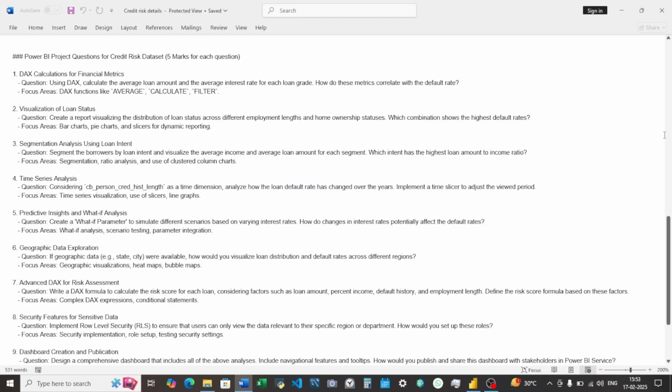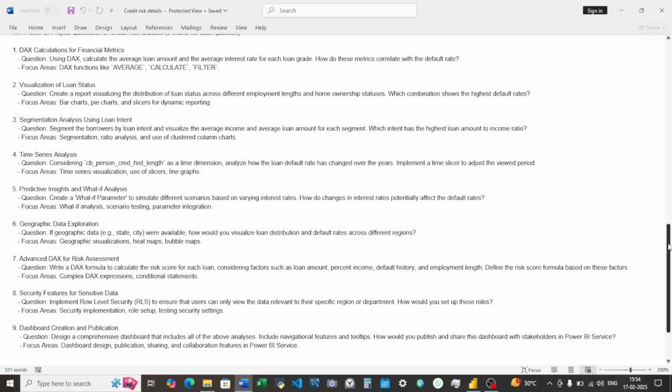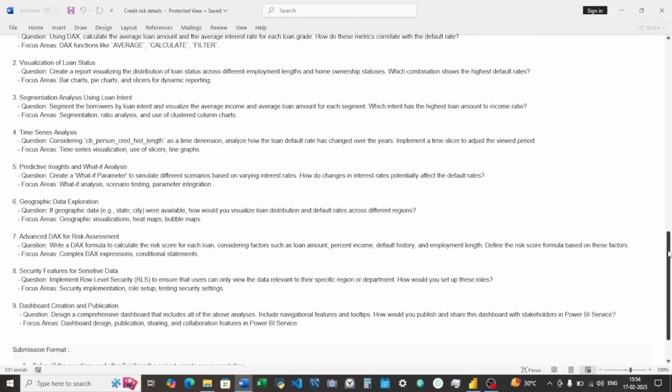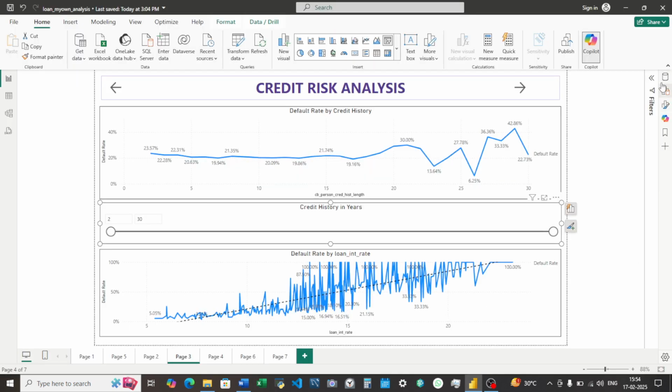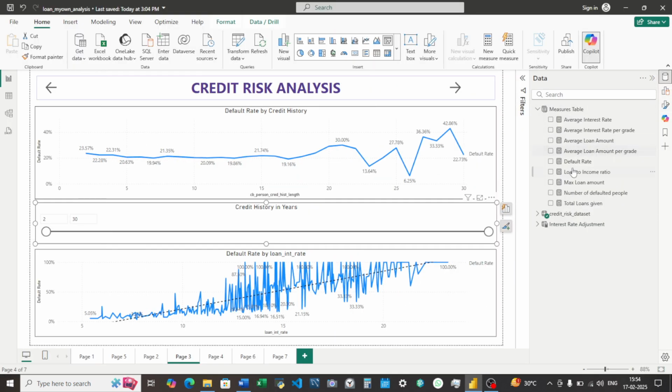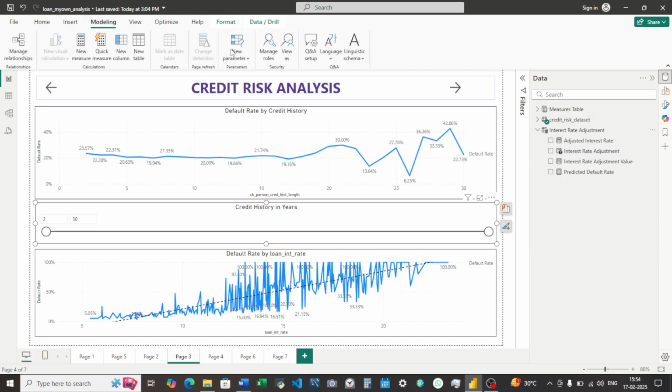Predictive analysis and what-if analysis. Create a what-if parameter to simulate different scenarios based on varying interest rates. How do changes in interest rates potentially affect the default rates? Okay, you could see it over here, the interest rate adjustment table. How did I do that? By making use of a new parameter.